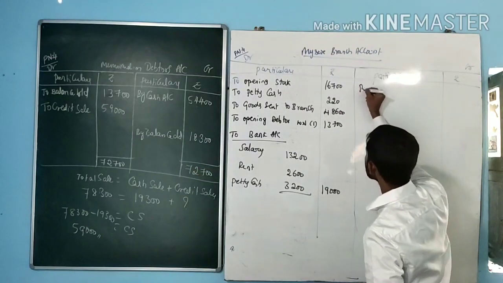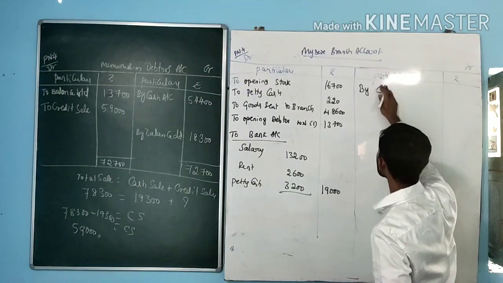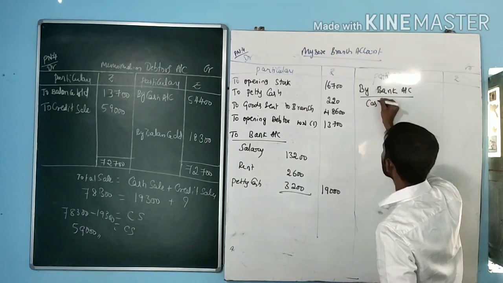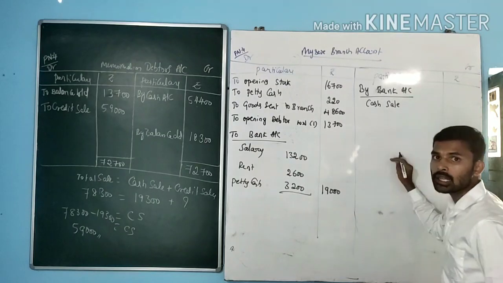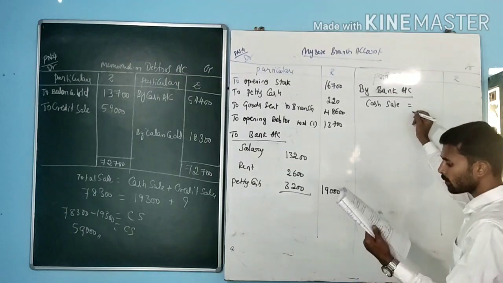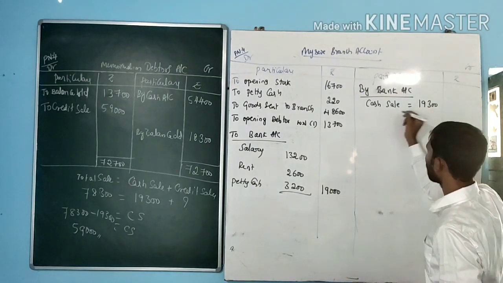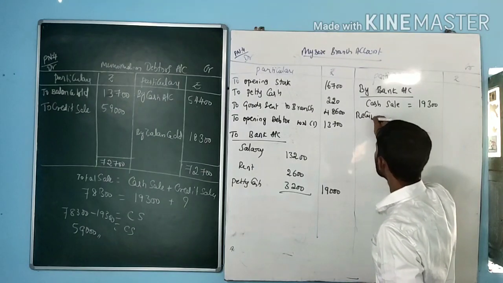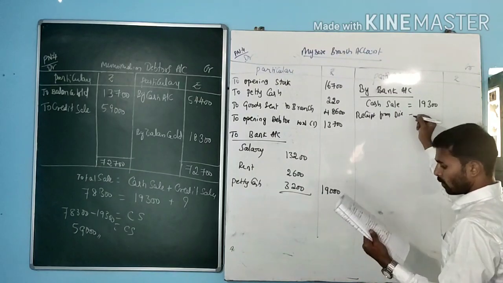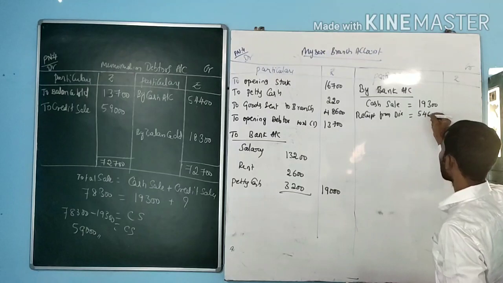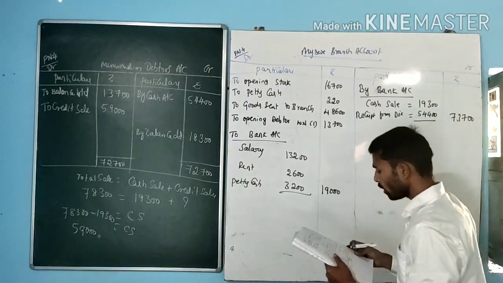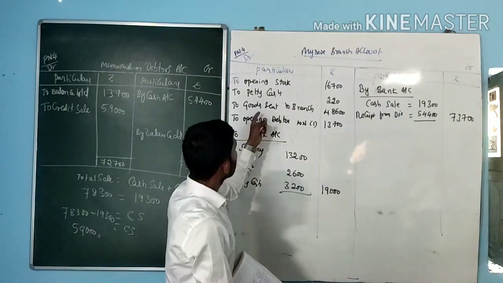Next, again credit side, there are sales, that is by bank account, cash sales. Don't record the credit sales because still they have not received the amount. So record only cash sales 19,300, and cash received from debtors, that is 54,400. Add both the amounts, that is 73,700.